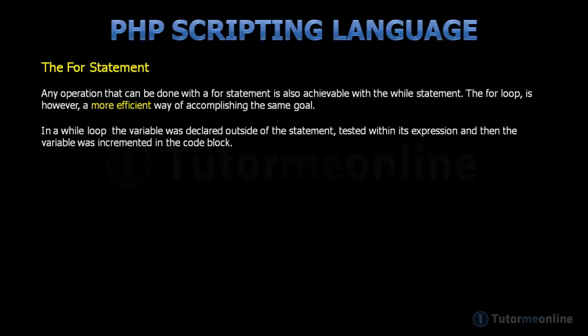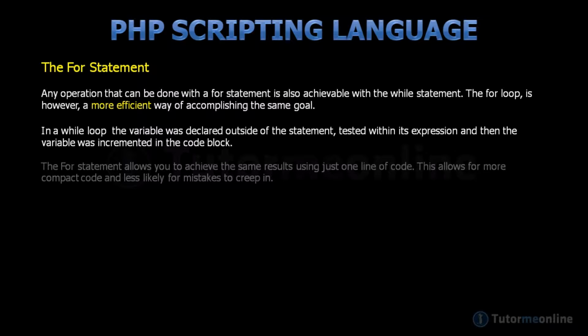In a while loop, the variable was declared outside of the statement, then tested within its expression, and then the variable was incremented in the code block. The for statement allows you to achieve the same results, but only using one line of code. This allows for more compact code and less likely for mistakes to creep in.